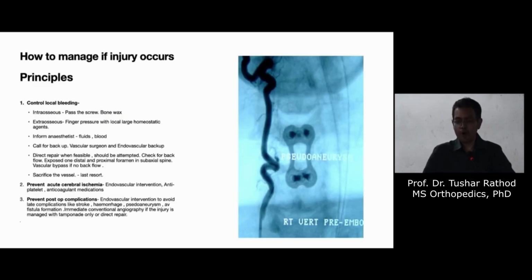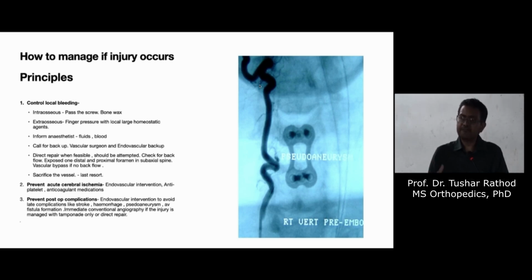Suppose you have taken all these precautions and still got a vertebral artery injury, so how would you tackle that? You have to see whether you have an intraosseous or extraosseous injury. If it's intraosseous, most of my colleagues will agree that they'll continue with the pedicle screw on that side, which will provide tamponade, and pass a bone wax. If it's an extraosseous injury, keep finger pressure, but keep it for a longer time. Don't keep coming back to see whether there's bleeding or not. You have to use hemostatic agents which should not embolize into the posterior circulation.